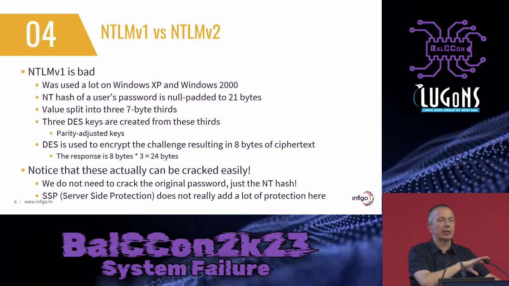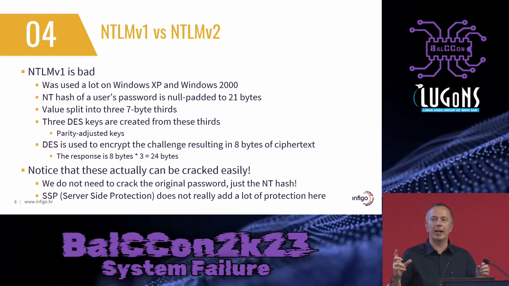So if you remember a couple of slides ago, I mentioned that there are 2 versions of the NTLM protocol, version 1 and version 2. Version 1 was introduced back around Windows XP and Windows 2000, and again, it's quite insecure. We'll talk about NTLM version 2, which is what modern versions of the protocol use. But with NTLM version 1, what Microsoft used was the following. They took your NT hash. Remember, the NT hash is just MD4 of our password.